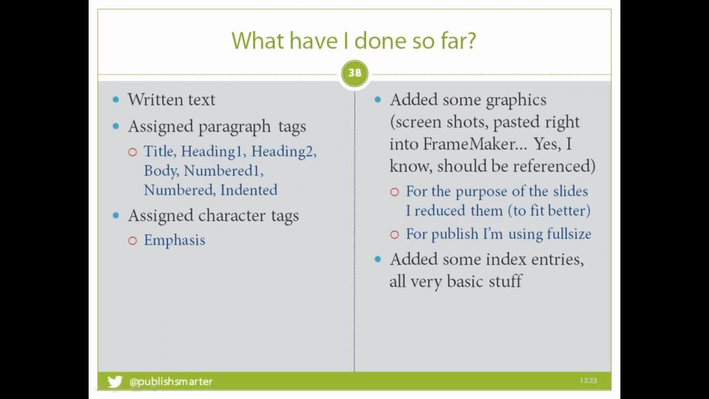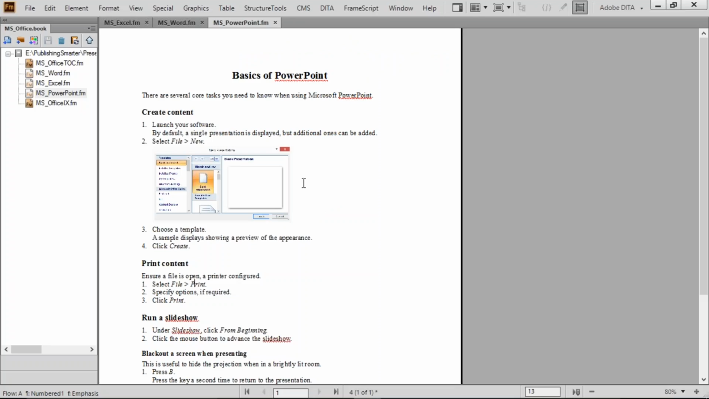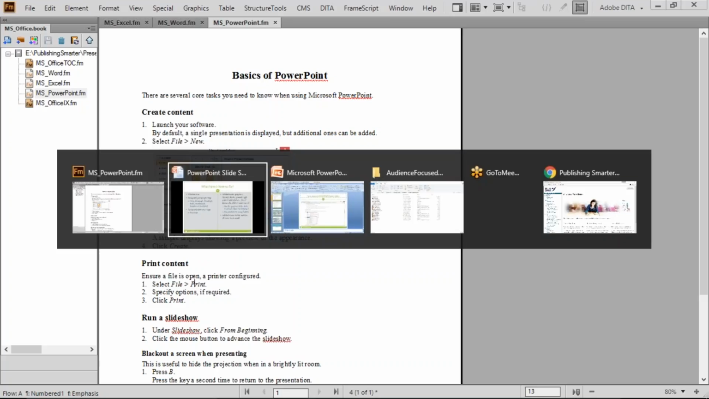I added a couple of graphics. They're screenshots. I pasted them into FrameMaker. I know I should link to the original graphic and reference it, etc. But for the purpose of the slides, I've reduced the images so that they fit better. And for publishing, I'm going to use something that looks a little larger. So you can see inside here, the images look a little cramped. When it publishes, those should look a little nicer. It's just to fit it onto screen, I had to go in and do a little bit of work in order to take advantage of the YouTube video format size here, the 1280 by 720. So pretty straightforward content. Back over to the slide deck.